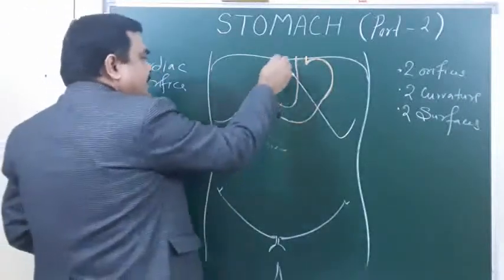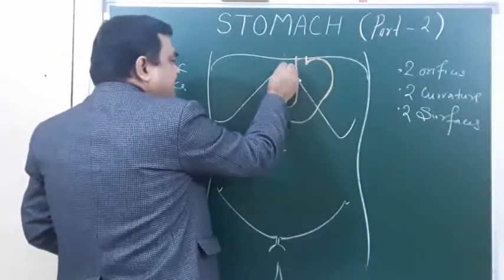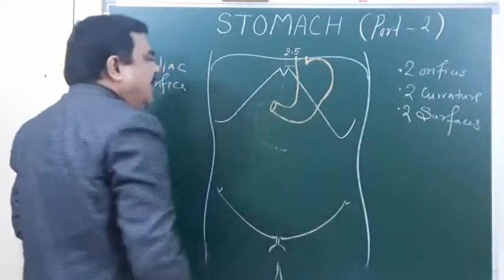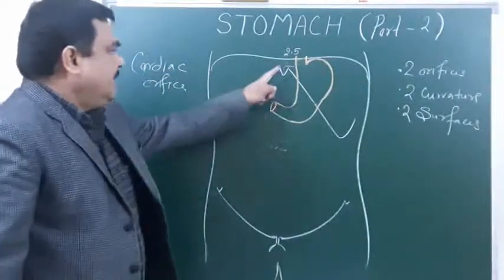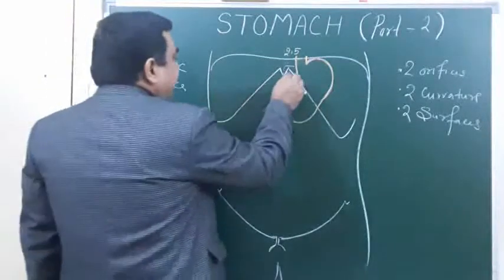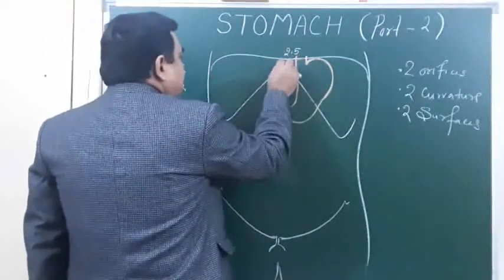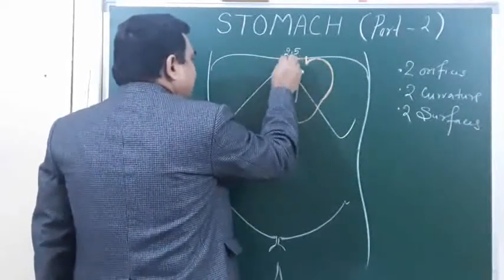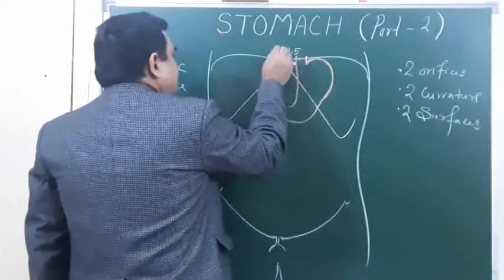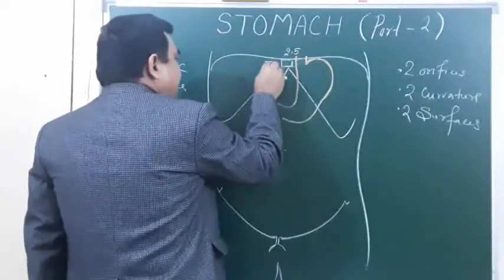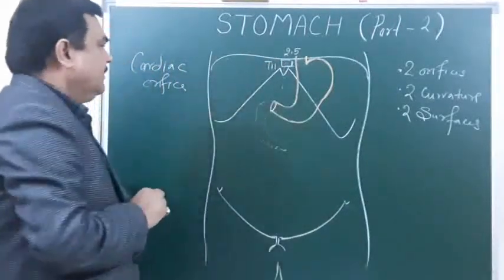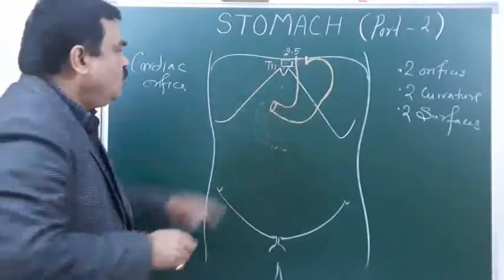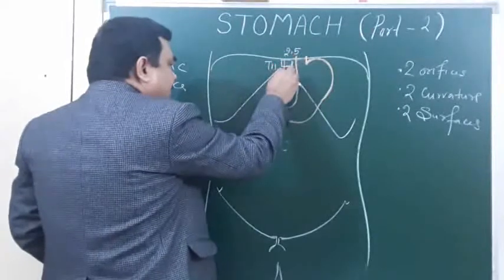It lies about 2.5 centimeter left to the medial plane, at the level of T11 vertebra. This is the level of T11 vertebra. It lies at the level of T11 vertebra at about 2.5 centimeter left to the medial plane. This is the medial plane.